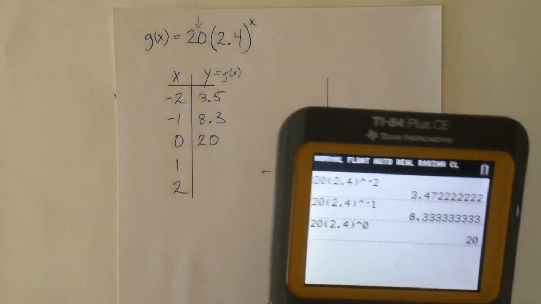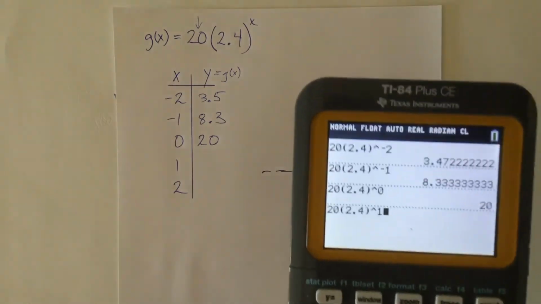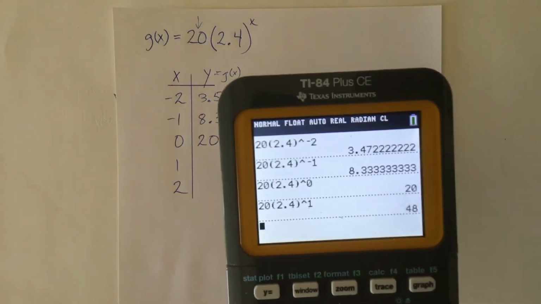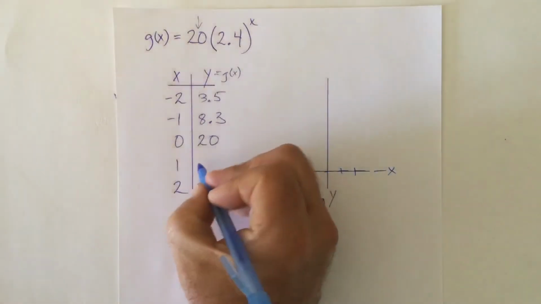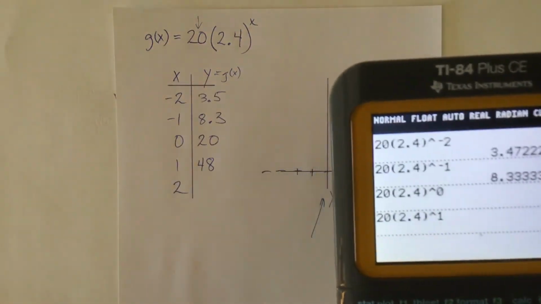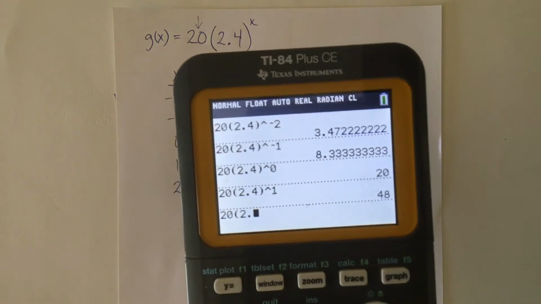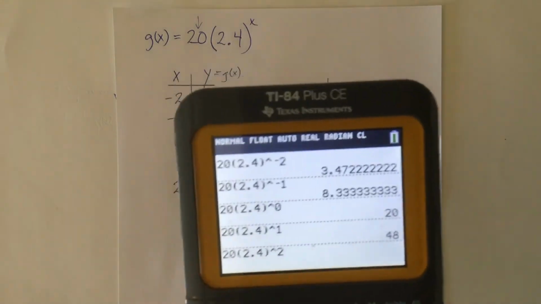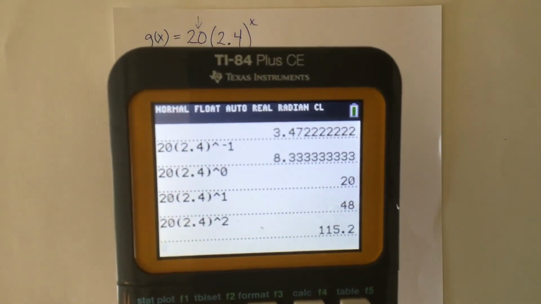Now, the next piece, 20 parentheses 2.4 to the power of 1. Well, it's the same as saying 2.4 times 20. And I get 48. I don't even have to round it off. I'm just going to call that thing 48. Now, here's the dealio with this. Last one, 20 parentheses 2.4 to the power of 2. Let's see what this turns out to be. 115.2.